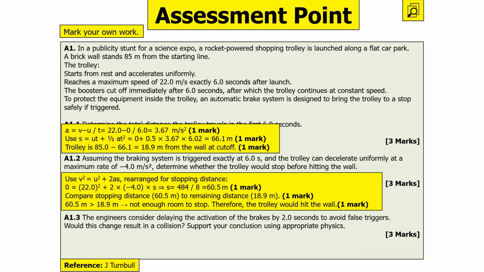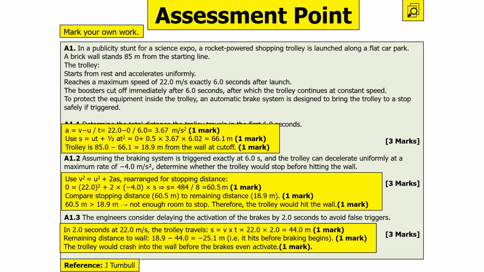Now in 2 seconds at 22 meters per second, the trolley will travel 44 meters. As we mentioned before, the remaining distance to the wall is going to be 18.9 meters. So that's a difference of 25.1 meters. So the trolley will crash into the wall before the brakes would even activate in this scenario.